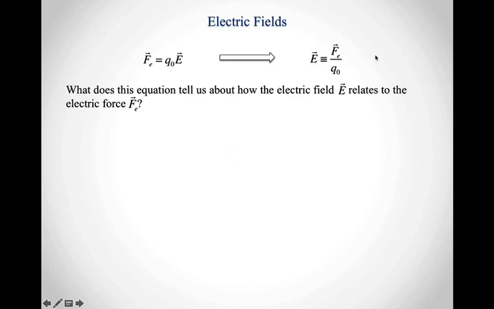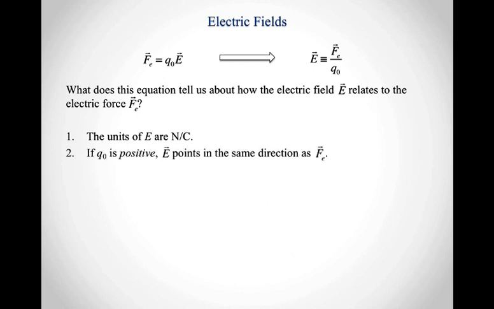What is this telling us about how the electric force and electric field relate to each other? The simplest thing we can state is I can use this equation to think about units. Obviously, if I know the units of force are newtons and the units of charge are coulombs, this equation for the electric field tells me that the units of the electric field have to have dimensions of force per charge, which in SI units is newtons per coulomb. So those are the units of the electric field.